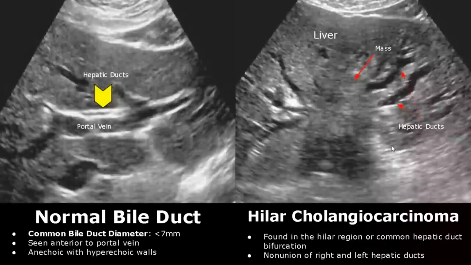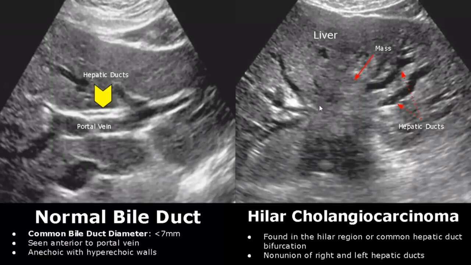In this image we can see both the right and left hepatic ducts, but they are not continuing to form the common hepatic duct because the mass has occupied this region. This is called non-union of right and left hepatic ducts, and this feature is helpful in diagnosing hilar cholangiocarcinoma.